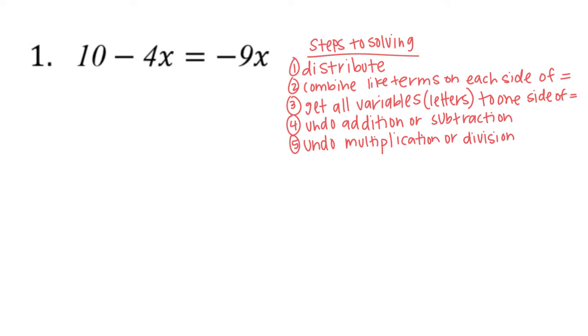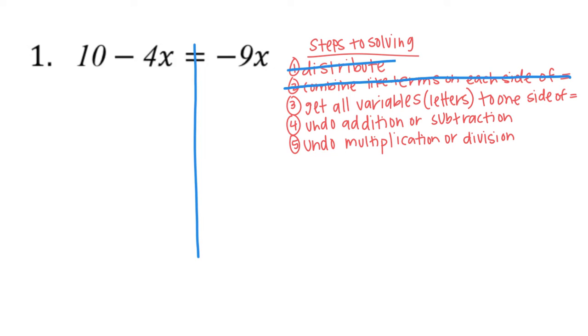Let's try some more examples where we have variables on both sides. So again, I'm always going to draw my line down my equals so I can see both sides of my equation, and I'm going to walk through my steps. The first step says distribute. I do not have anything to distribute, so I do not need to do that step. Step 2 says combine like terms on each side of the equals. On this side of my equals, I have a 10 minus 4x. Those are not like terms. This side, I just have a negative 9x, so I do not need to do step 2.